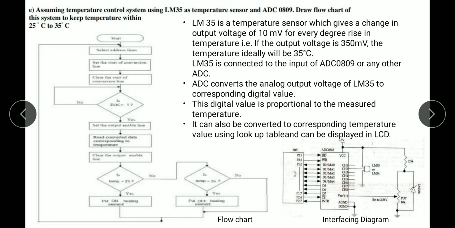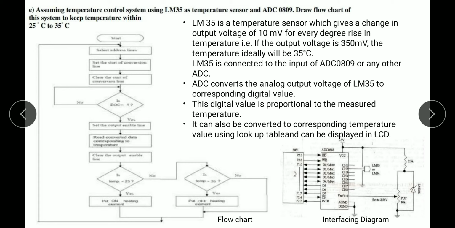LM35 is connected to the input of the ADC 0809 or any other ADC. So the ADC converts the analog output voltage of the LM35 into the corresponding digital value. So the digital value is proportional to the measured temperature. It can also be converted to the corresponding temperature value using a lookup table, and can be displayed on the LCD. So we have to connect the LCD also here.